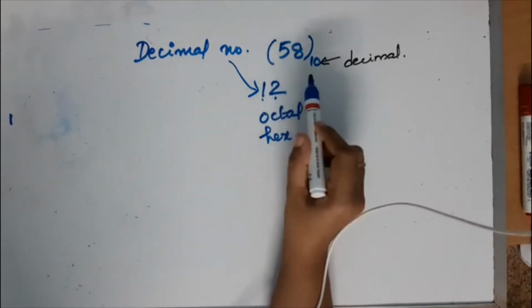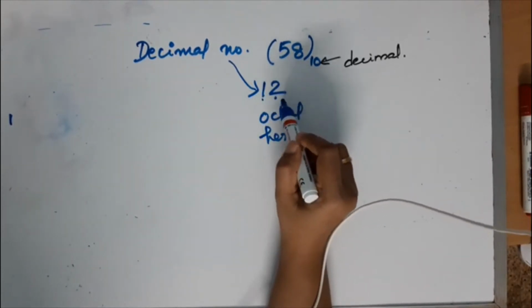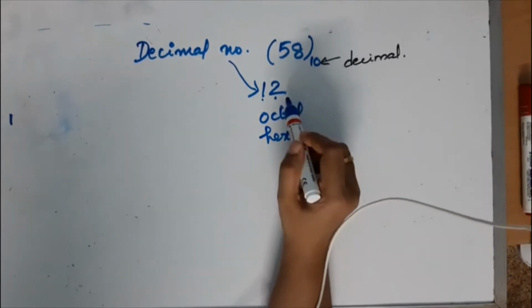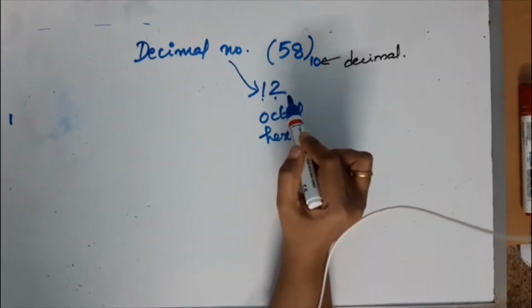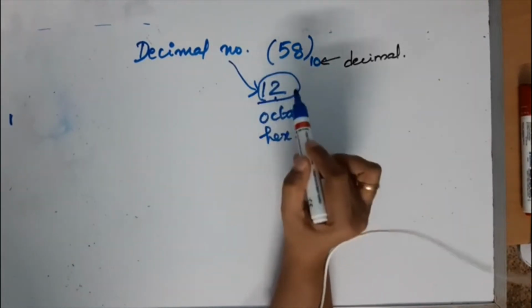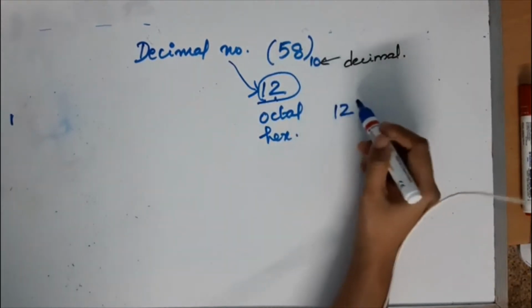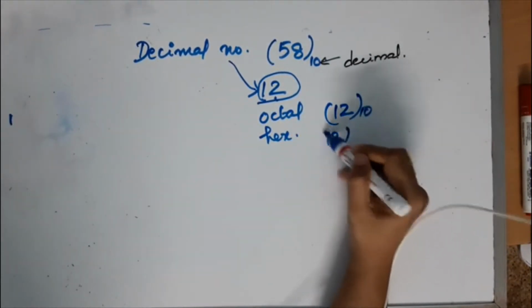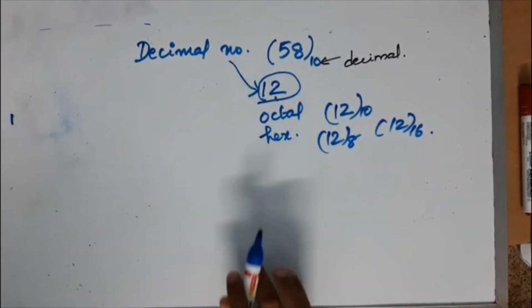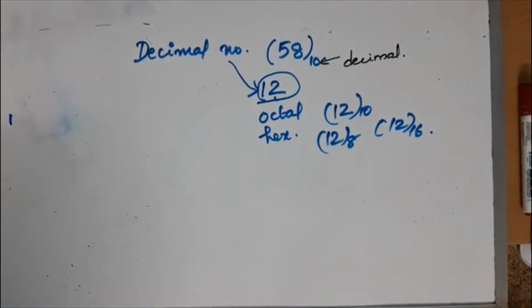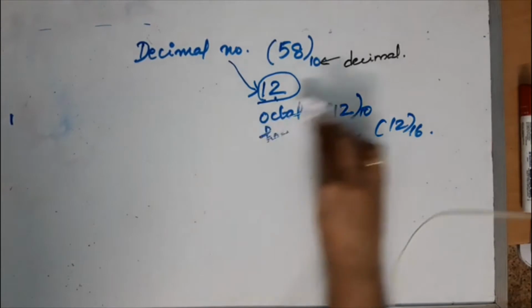So unless and until you specify the base, you can't understand what type of number system this belongs to. You have 12 to the base 10, 12 to the base 8, and 12 to the base 16. All these have different values actually. So you should know the base. Now let's start with a small conversion.